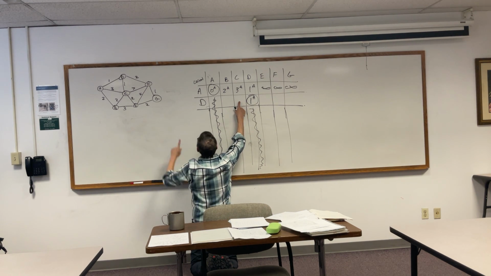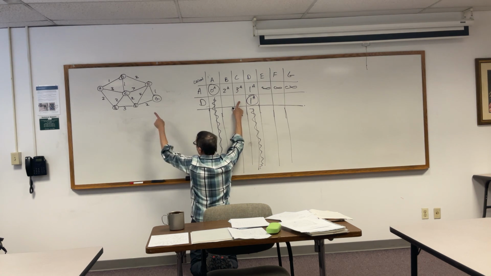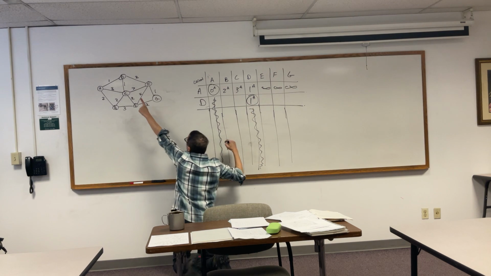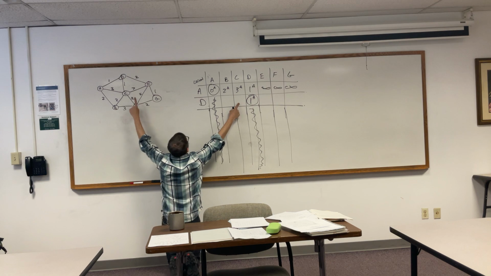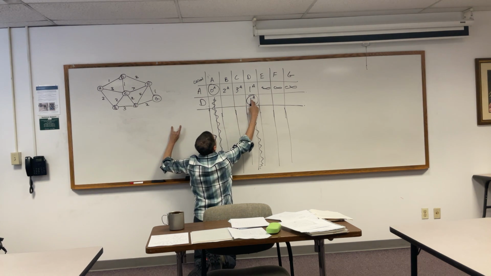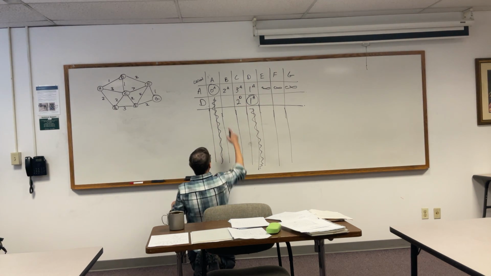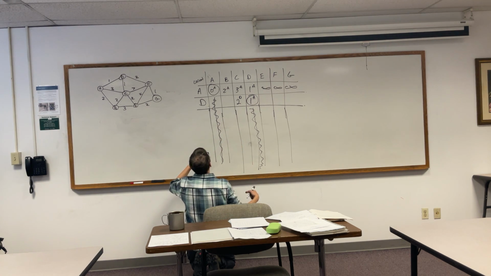So are we going to update C? Let's talk about that together. Yes, we are, exactly. So we're starting from D, that's our current reference point. The distance from D to C is 1. When I add that to my current total, I get 2. So I'm going to put a 2 here, and I'm going to label it as D, because that's the reference point right now. And it's less than the 3, right? So we improved the estimate on the distance.